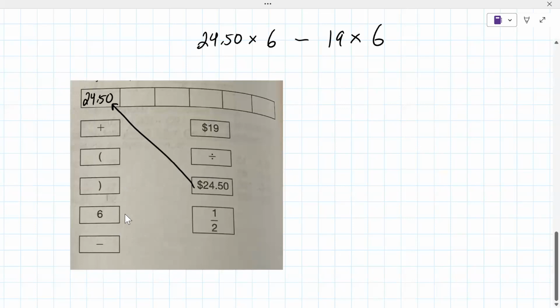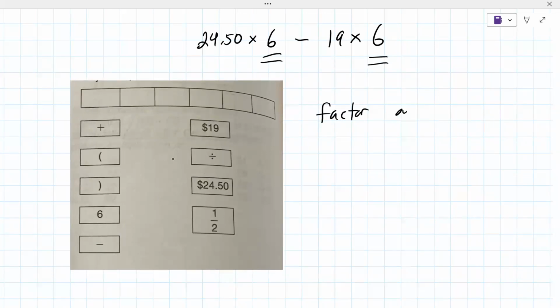So there's no multiplication, and that's bad. Do you say there's no multiplication here? Mm-hmm. That's also bad. It says use it on any term only once, so that means you can't do the 6 twice. Okay. So do you see how there's a 6 in both of these? You can factor out a 6. Okay, so the 6 comes out, and then it's 24.50 minus 19.